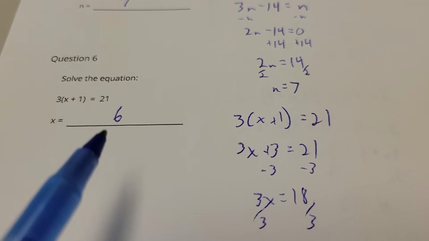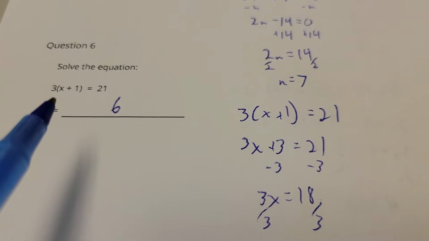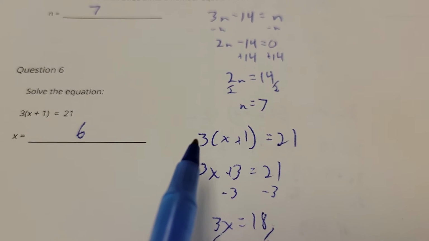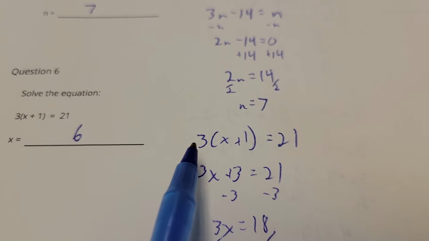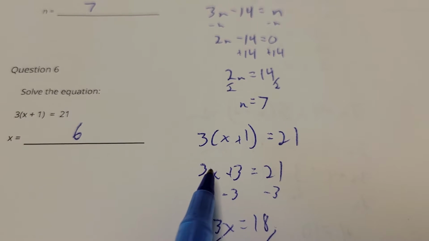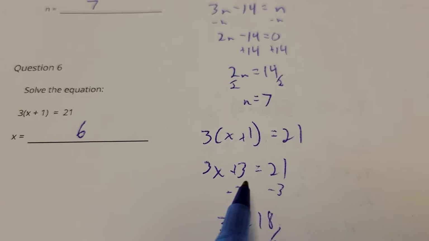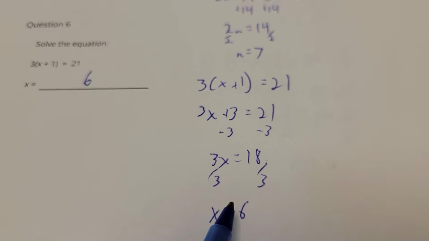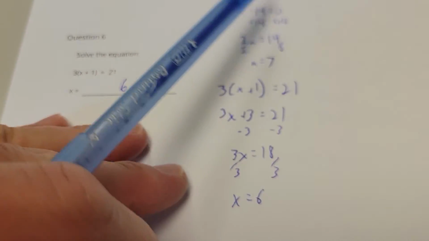Next up, question 6. You have to do a little distributive property work here because I have 3 times the quantity of x plus 1 equals 21. So distribute: 3 times x is 3x, 3 times 1 is 3, and 3x plus 3 is 21. I get rid of my plus 3 by minus 3, 3x equals 18. Divide each side by 3, and x equals 6.